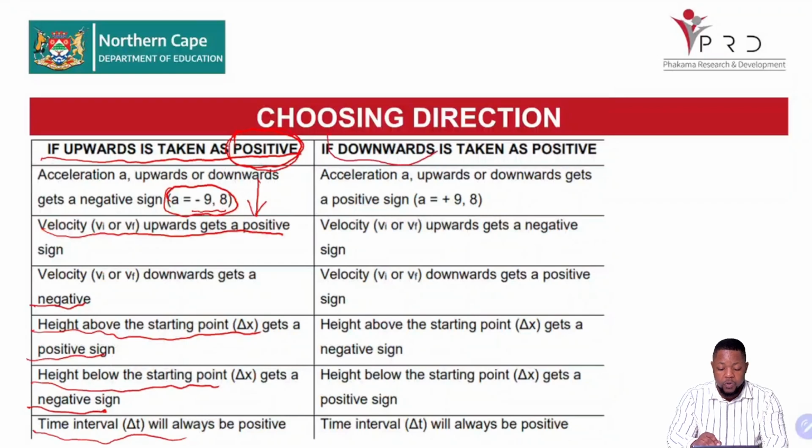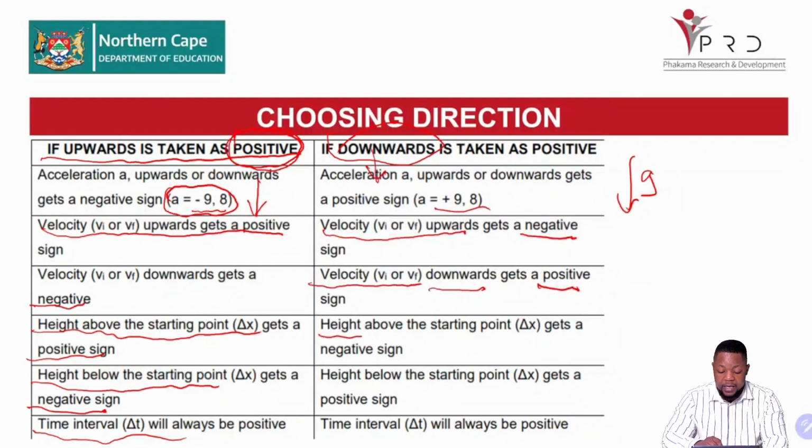Now, if you choose downwards as positive, your G is always going downwards, therefore it will have a positive sign. If the object starts with a velocity that goes upwards, then it must have a negative sign. If the velocity of the object is going downwards, then it will have a positive sign. Remember, you took downwards as positive.